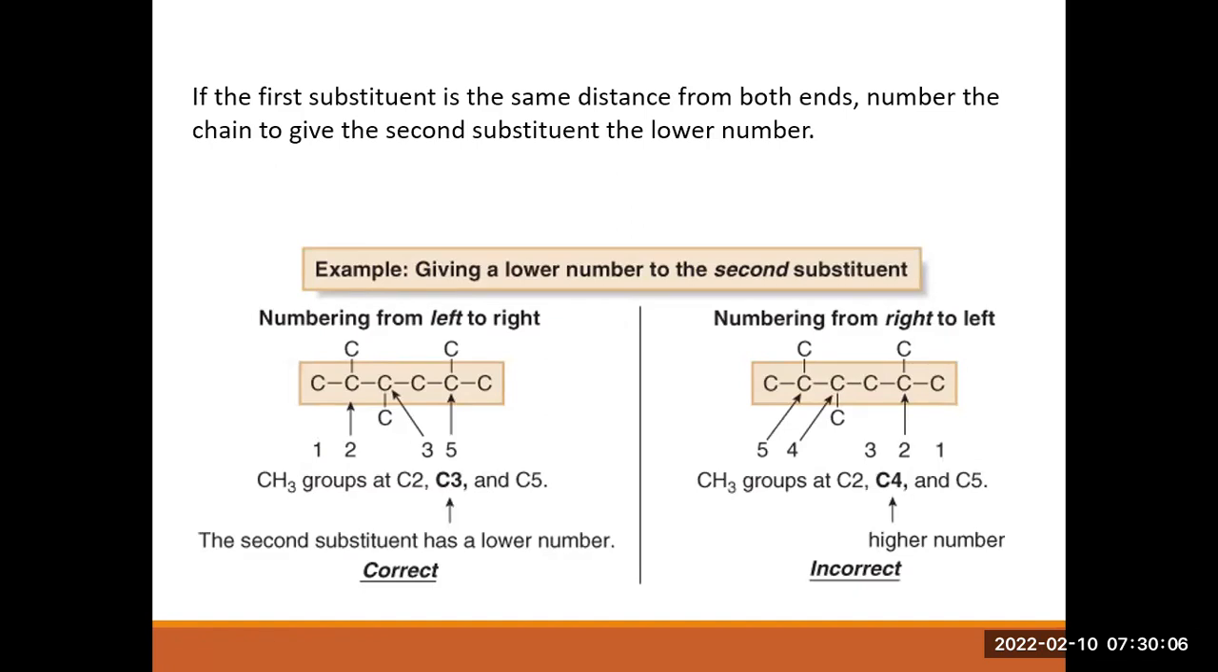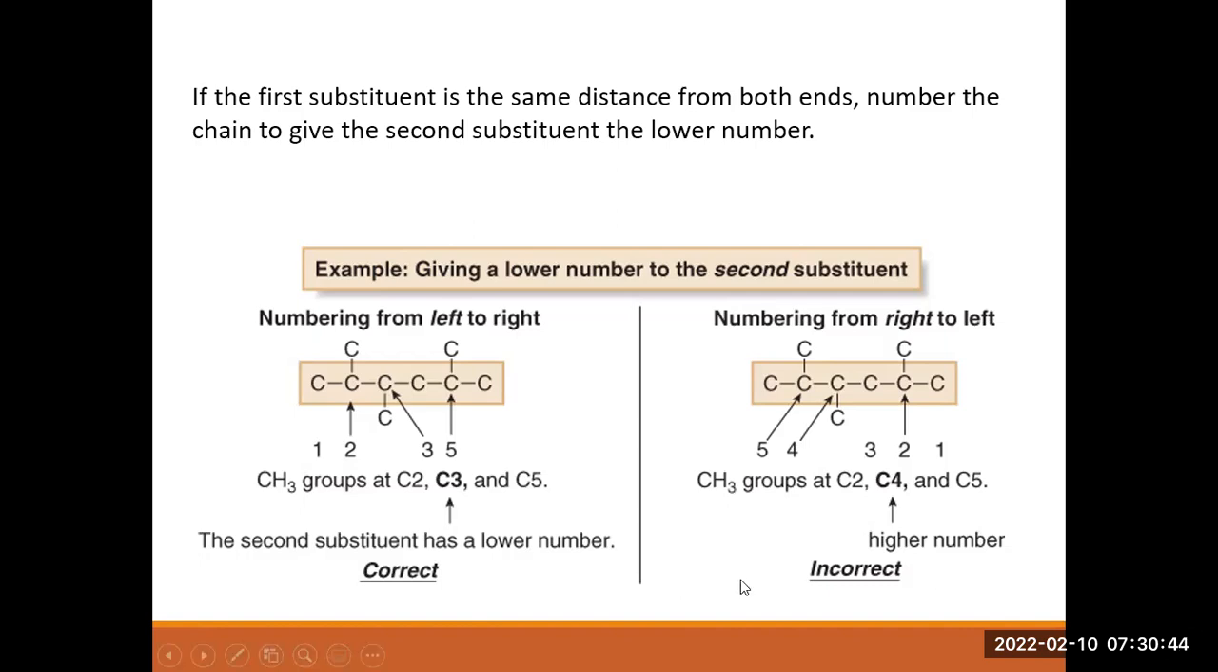If the first substituent is the same distance from both ends, number the chain to give the second substituent the lower number. Okay, let's see this. So the longest chain, numbering is always left to right. So 1, 2, 3, 4, 5, 6. The CH3 groups at C2, C3, and C5. And since this has the lowest number of carbon, we can identify it as, okay, we always give the lower number to the second substituent.